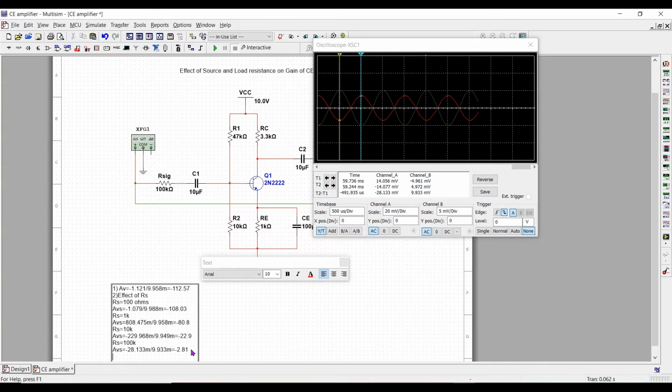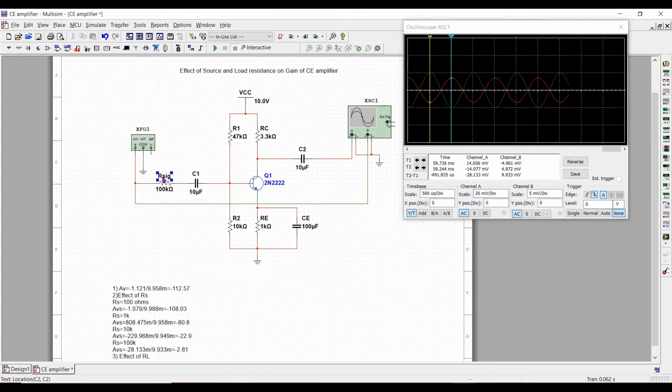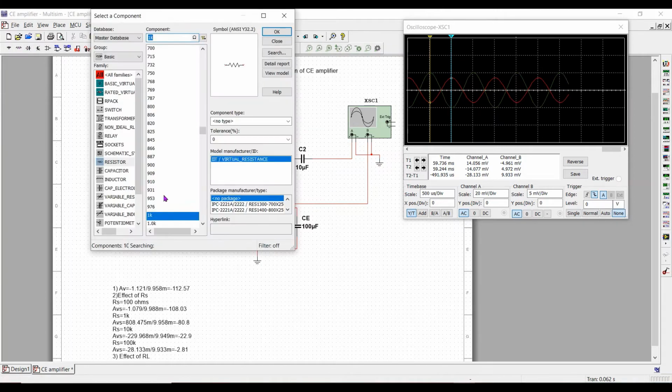Now let's see the effect of load resistance. The procedure will be the same. I'll remove the source resistance from here. We don't want to see the effect of source. We just want to see the effect of load resistance. Load resistance is connected in parallel to the output. Adding a resistance.